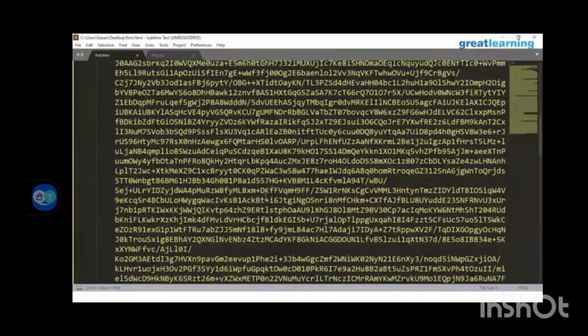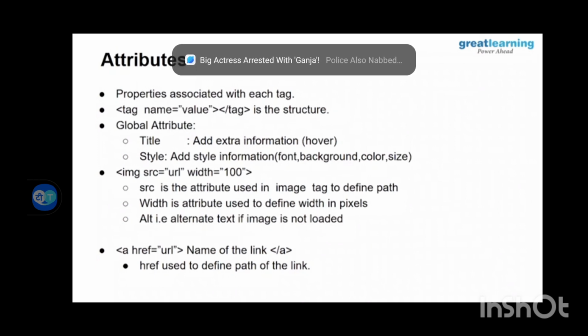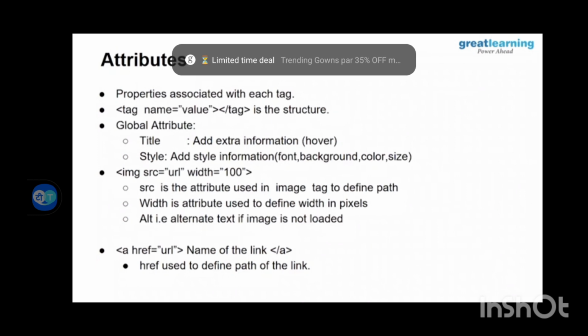Similarly, for horizontal rule and for paragraph, you can have different attributes, right? Some of the global attributes are title and style. So now we have seen the attributes of the image tag. Similarly, you can check out the attributes of other tags as well. Like the anchor tag, you have href, right? And you can also add target blank, another attribute which will always open it in a new tab.